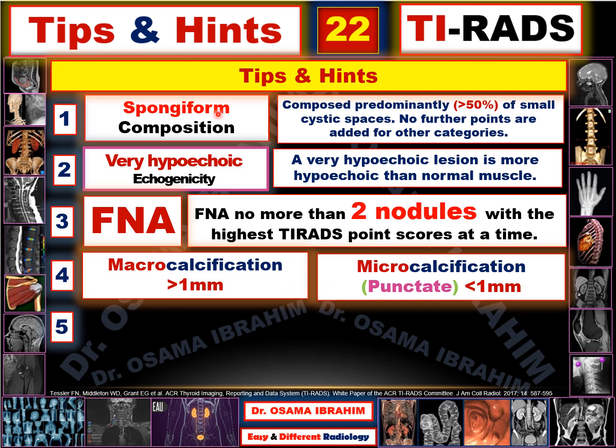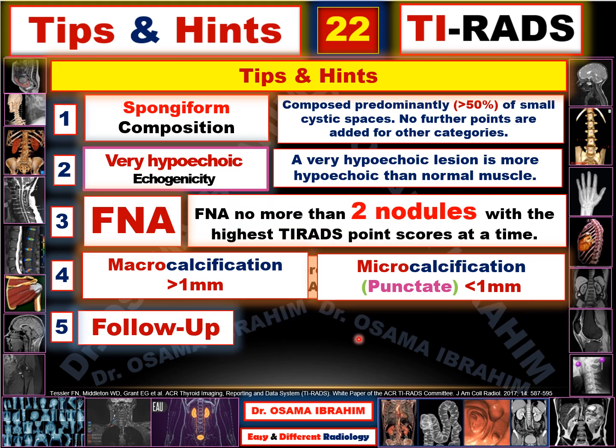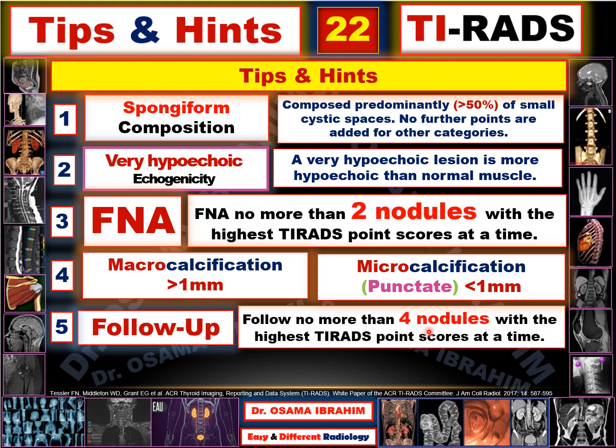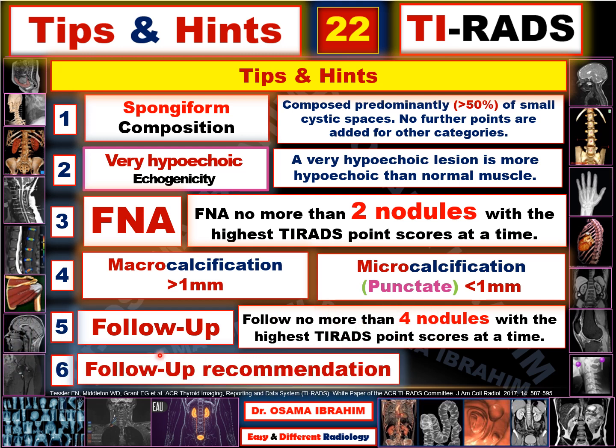The last 2 tips and hints are about the follow-up. Follow up no more than 4 nodules with the highest TI-RADS point scores at a time, so there is no need to follow up more than 4 nodules. And how to do the follow-up, or the recommended timing of follow-up according to TI-RADS: if it is TI-RADS 3, the follow-up is at 1, 3 and 5 years. If TI-RADS 4, at 1, 2, 3 and 5 years. TI-RADS 5, at 1, 2, 3, 4 and 5 years. And these are the recommendations according to the ACR.